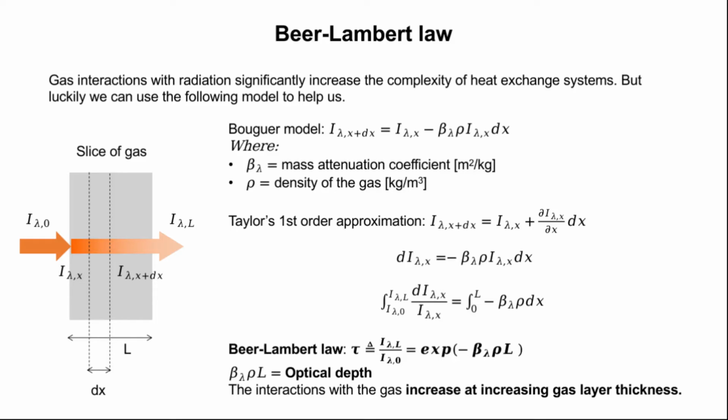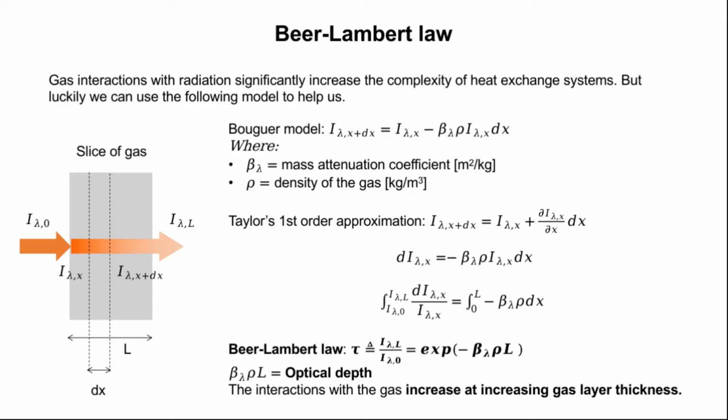So, considering an infinitesimal slice of the gas layer of thickness dx, the incoming radiation will have intensity I lambda x, while the outcoming radiation will have an intensity I lambda x plus dx. According to a model developed by Bouguer, I lambda x plus dx is equal to I lambda x minus beta lambda times rho times I lambda x times dx, where beta lambda is called mass attenuation coefficient, and it takes into account the nature of interaction between radiation and the gas considered, and rho is the density of the gas.